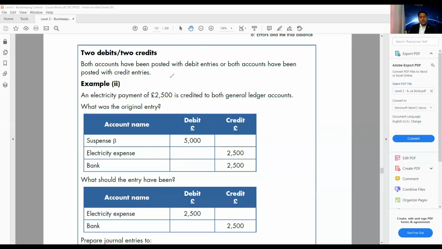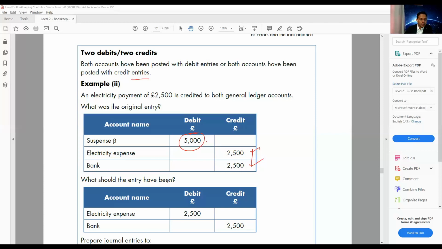Both accounts have been posted with debit entries, or both accounts have been posted with credit entries. Example: electricity payment of 2,500 is credited to both general ledger accounts. We said electricity expense debit, bank credit. That's not possible, isn't it? Electricity should be debit and money is going from the bank. Bank is supposed to be credit, but we mistakenly made both credit. Because of these two errors, I'm writing both on the credit side, and because of that, my suspense account is created by 5,000 as nothing was found on the debit side. So the debit side will be short by 5,000.